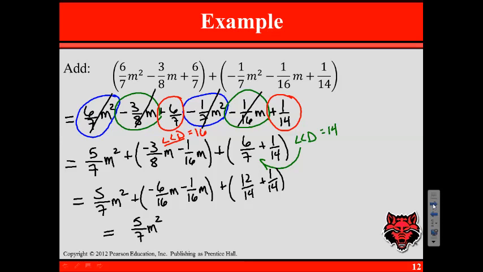So we copy down 5 over 7 m squared. When we combine the numerators with the m terms, this becomes minus 7 over 16m. When we combine the numerators with the constant terms, we have 13 over 14.